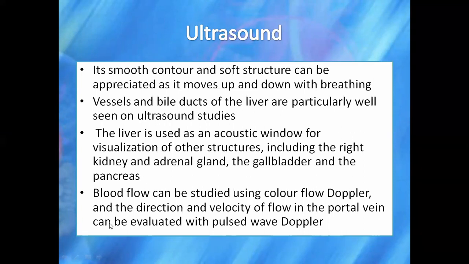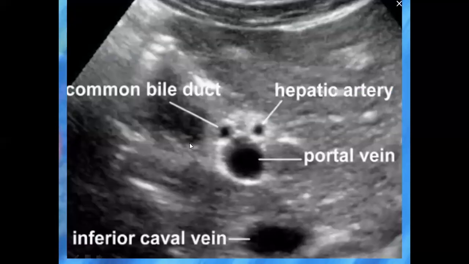The blood flow can be studied using color Doppler, and the direction and velocity of flow in the portal vein can also be evaluated with pulse wave Doppler. This is an ultrasound picture showing the common bile duct, the hepatic artery, and the portal vein. This is called the Mickey Mouse sign, and also the inferior vena cava.